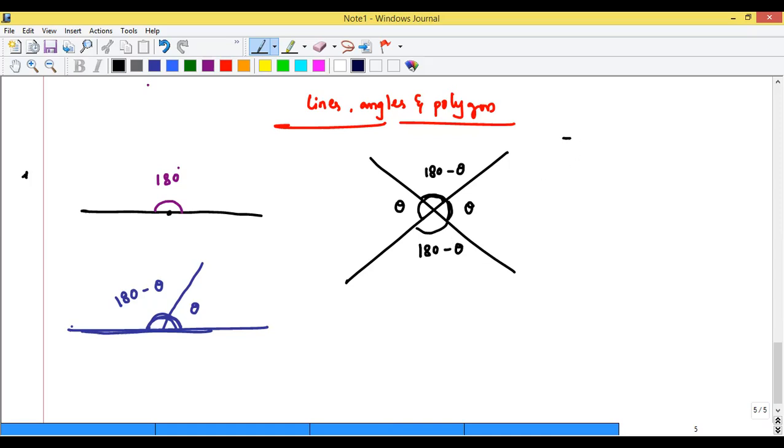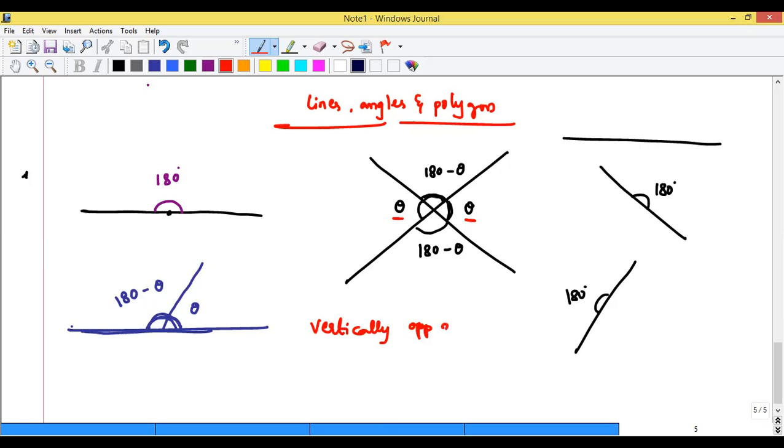Straight line does not mean that only horizontal line. It can be like this, or else it can be like this. This one is also how much? 180. This one is also how much? 180. Sum should always give you what? 180 degrees, right? So you can see vertically opposite angles are always equal. So what you have learned from it? Vertically opposite angles are always equal.